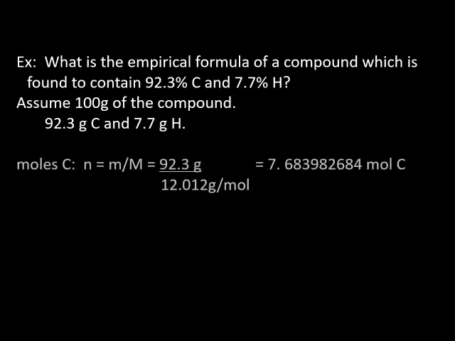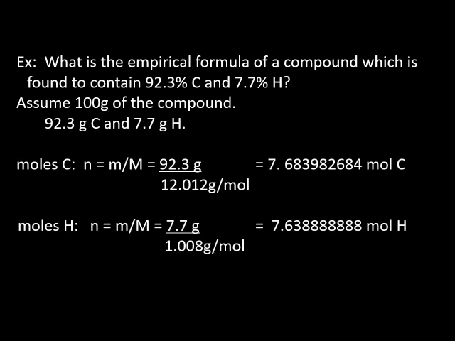So let's take the carbon first. The number of moles is mass divided by molar mass. So 92.3 grams divided by 12.012 grams per mole, and that gives us 7.683982684. You'll notice that I kept all the decimal places, and that's because I don't want to round too early. I want to save the rounding till the very end.